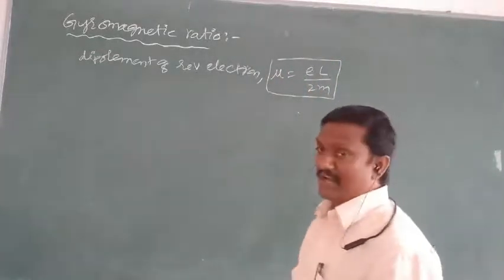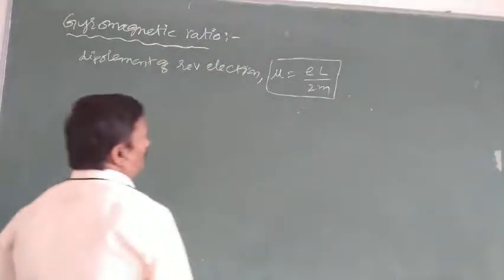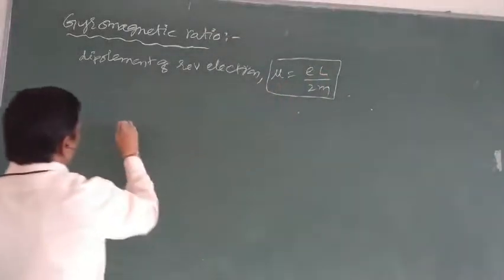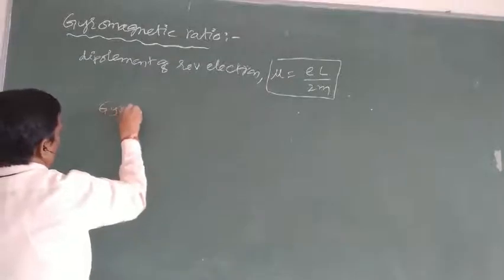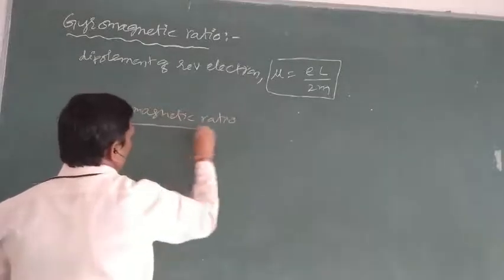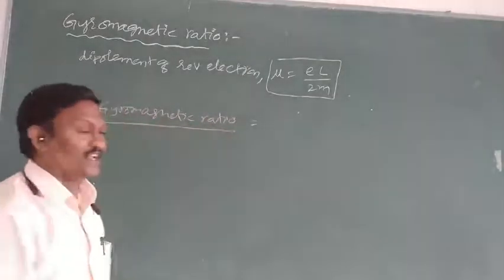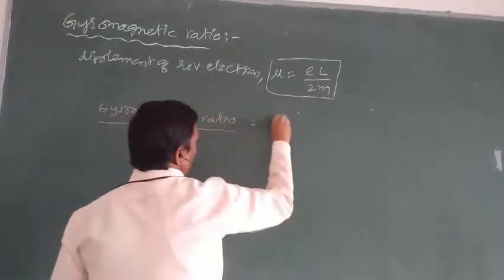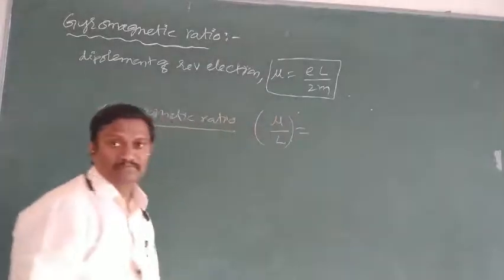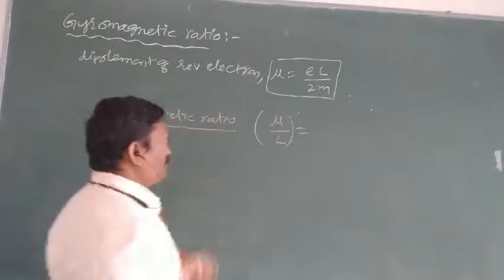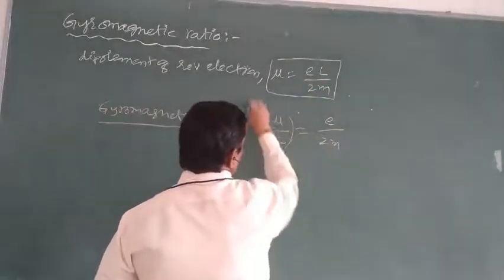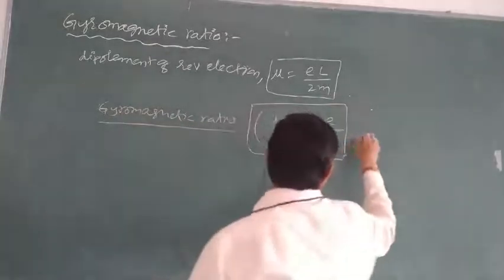But what is meant by gyromagnetic ratio? It is the ratio of dipole moment of a revolving electron to angular momentum. So this ratio can be defined as the ratio of dipole moment of revolving electron to angular momentum. Mu by L is equal to how much? If L comes to the left side, mu by L is equal to e by 2m. It is the gyromagnetic ratio of a revolving electron.